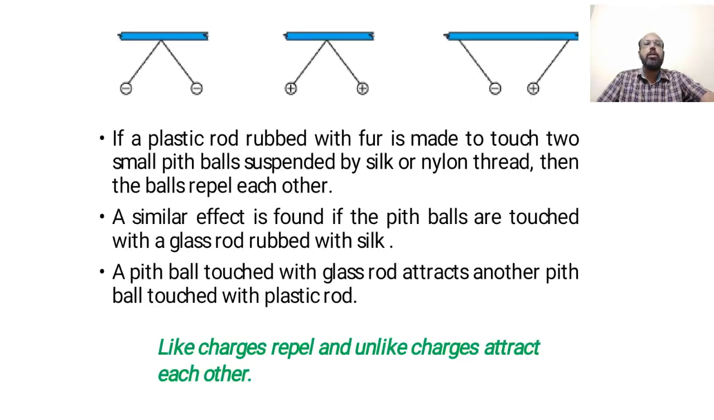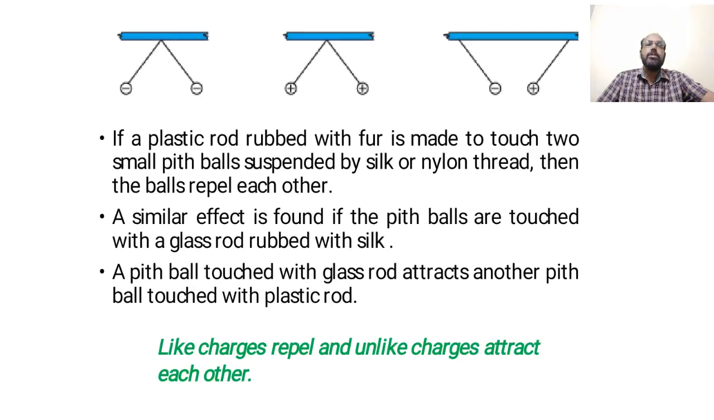If a plastic rod rubbed with fur is made to touch two small pith balls suspended by a silk or nylon thread, then the balls repel each other. A similar effect is found if the pith balls are touched with a glass rod rubbed with silk. A ball touched with a glass rod attracts another pith ball touched with a plastic rod.